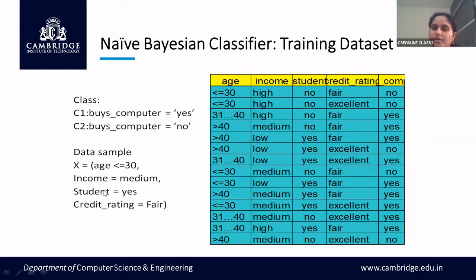So these are the test instances given. Based upon this particular data set, you first have to find out a model where you have the class label. Once the model is trained, you will find out the probability of the class label. So you will count the number of yes, the number of no, and find its probability. That will be your P(Ci).